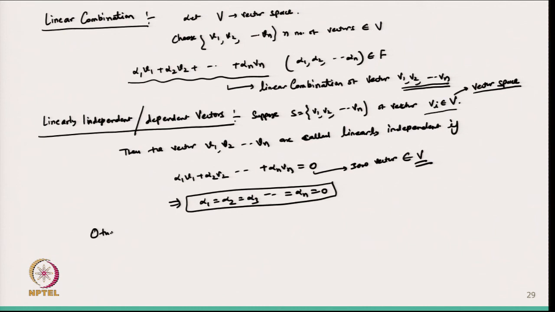Otherwise, it is called linearly dependent. If all the coefficients come out 0, then it is linearly independent, and otherwise, if any one of them is non-zero, then we can say that this is linearly dependent.